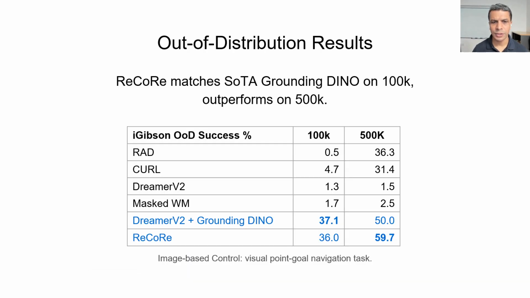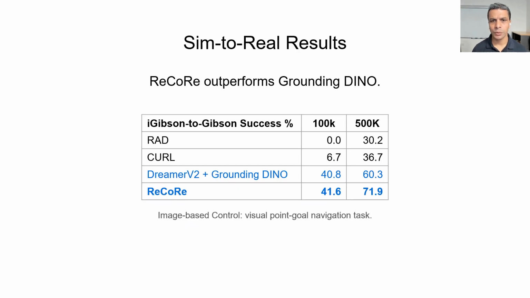Given these changes, we experiment with ReCoRe on visual point navigation tasks from the iGibson in an out-of-distribution setting, and we can see that ReCoRe matches Grounding DINO with Dreamer V2 at 100k time steps, but it significantly outperforms at 500k steps. Also, similar results hold on the sim-to-real transfer of the perception model.